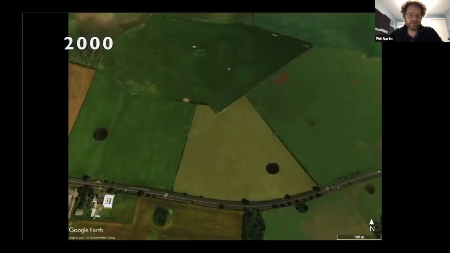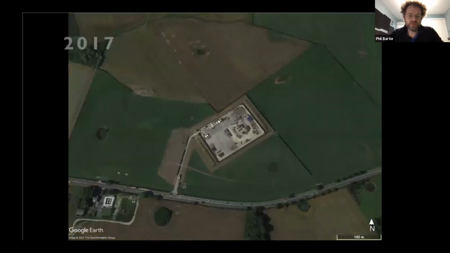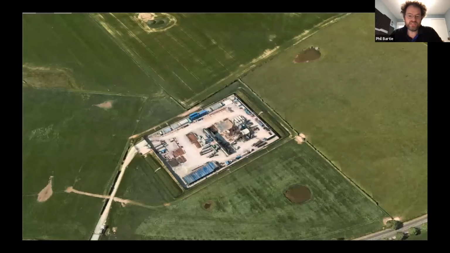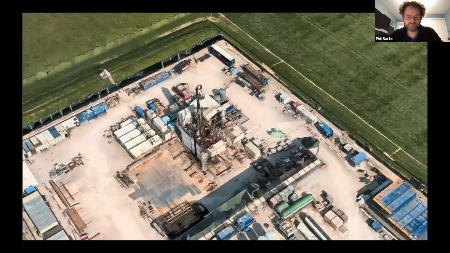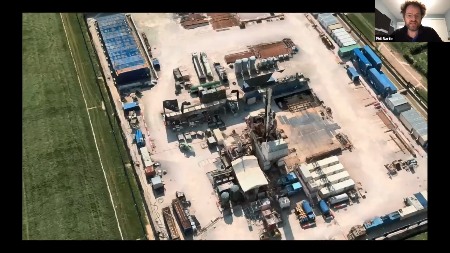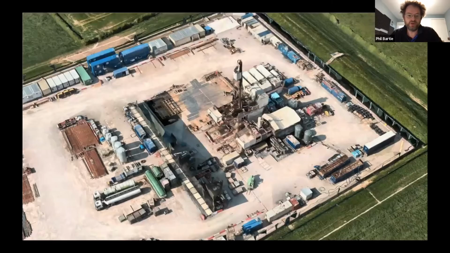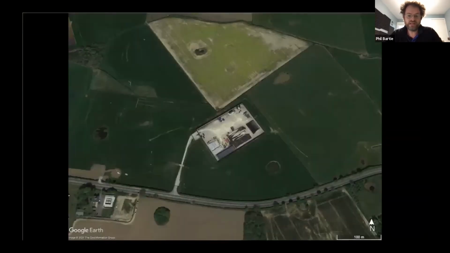This is kind of what it looked like in 2000, that site in Preston New Road. And then we go through to 2018, it's developed. If you zoom in and have a look, this is how big it is. It's not a huge thing on the ground. Obviously, it goes down a long way and then can go horizontally as well. And by 2020, they're already clearing up the site. So it's been done, gone.